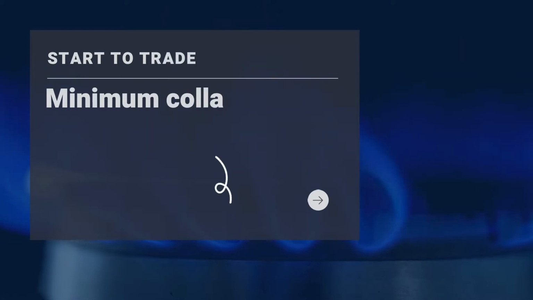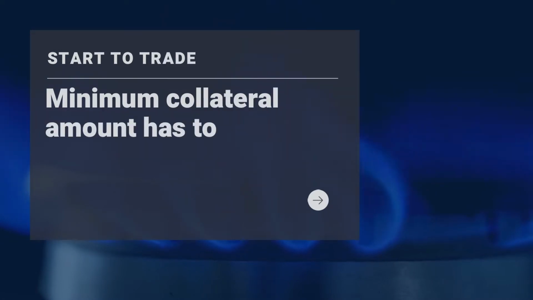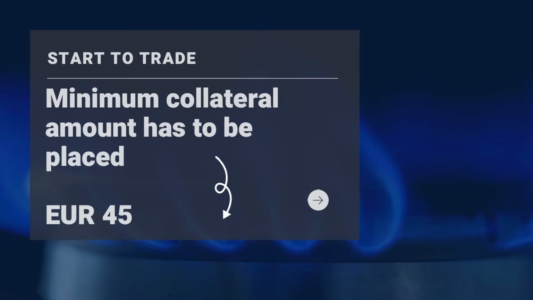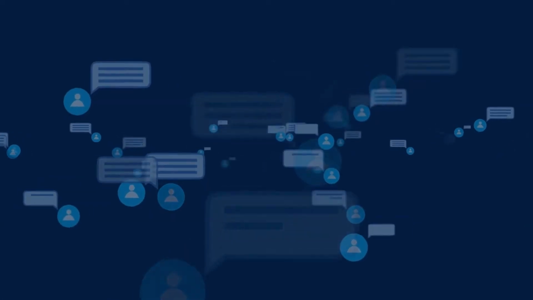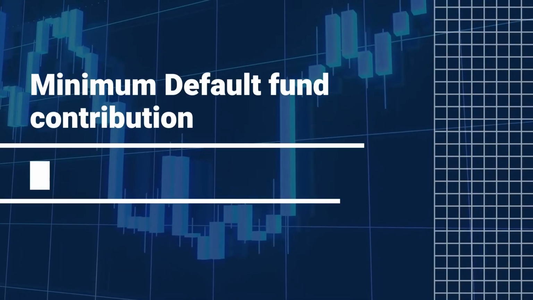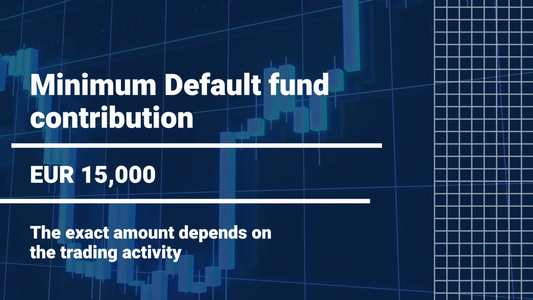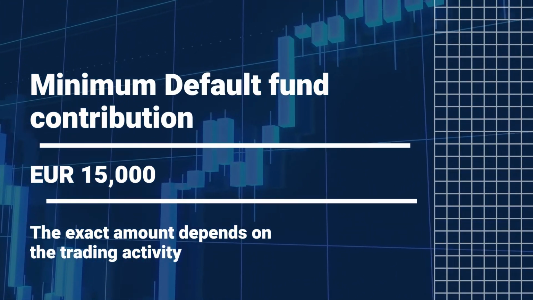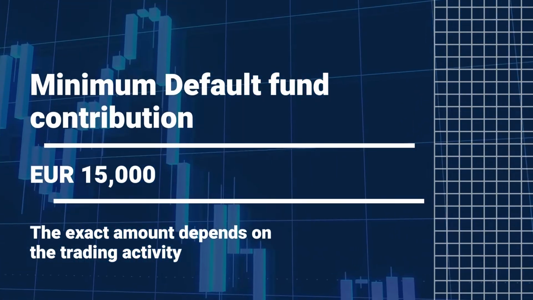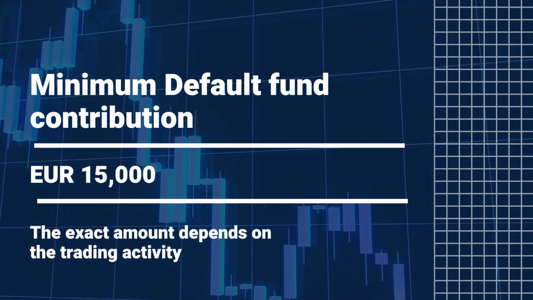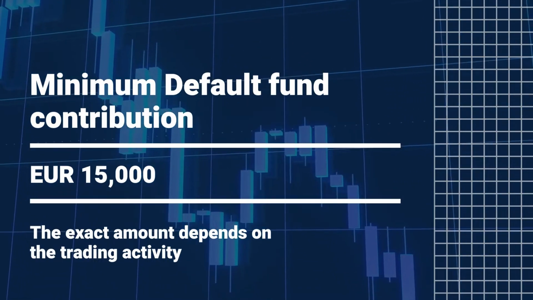In order to start trading, a minimum collateral amount has to be placed by the member, which is Euro 45,000 on the trading platform, as basic financial collateral, and as the minimum guarantee fund contribution. I stop here for a second, adding that, as I have highlighted, the Euro 15,000 is the minimum amount of the guarantee fund contribution. The exact amount depends on the trading activity. In order to keep this example simple, we will calculate with this minimum amount.